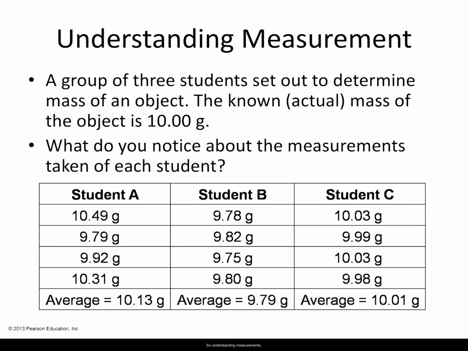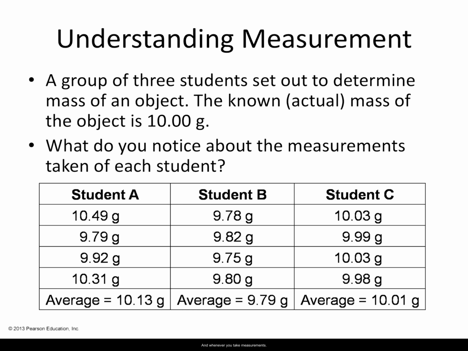So understanding measurements, a group of 3 students set out to determine the mass of an object. The known mass is 10 grams. What do you notice about these measurements? So I want you to look at each of these 3 and kind of take a couple notes. Even maybe pause the video so you give yourself a good chunk of time to go over it.